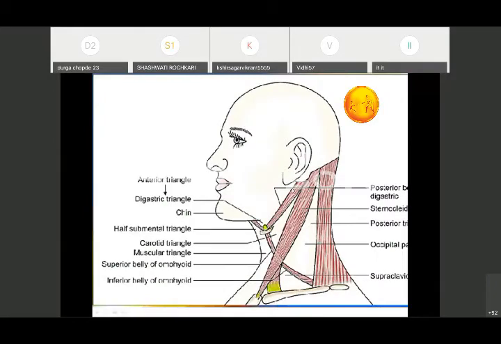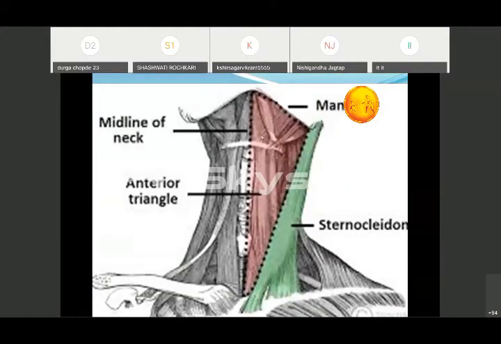If you see this figure, this is the sternocleidomastoid muscle. In front of this will be the anterior triangle. In today's lecture, we'll see the anterior triangle in detail. The anterior triangle again has boundaries. We have seen any triangle has boundaries, roof, floor, and its content, as you see in the cubital fossa and popliteal fossa. So here you see this is the anterior triangle.